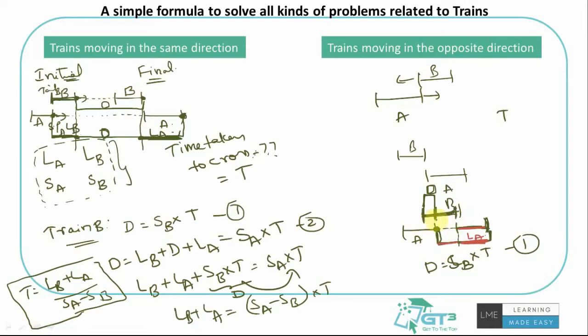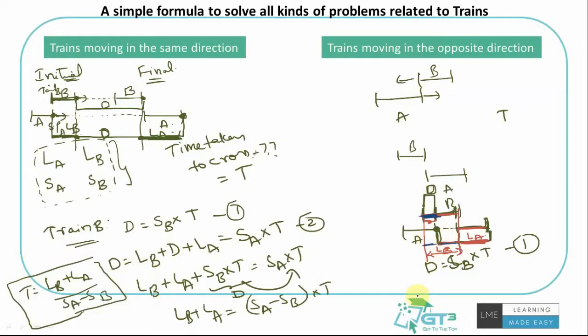What I know is this. This distance is this one, that is LB. But I don't need the entire length of B, right? I only need this part. How do I get that? By subtracting this part. See? This part. So this entire part is LB and I need only this part. So I just need to subtract this part, which is D.